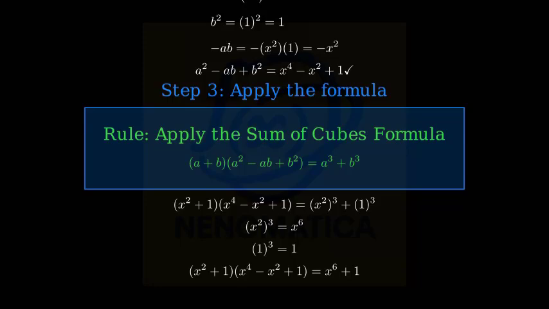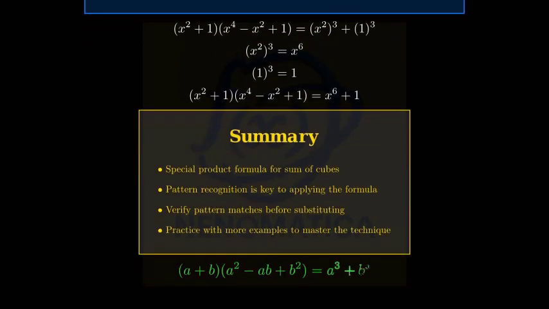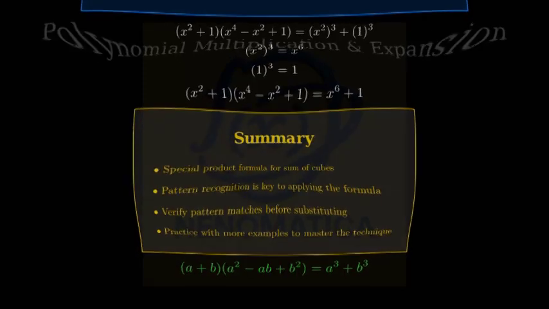Let's summarize what we've learned about this special product formula. The formula a plus b times a squared minus ab plus b squared equals a cubed plus b cubed allows us to quickly evaluate certain types of algebraic expressions.